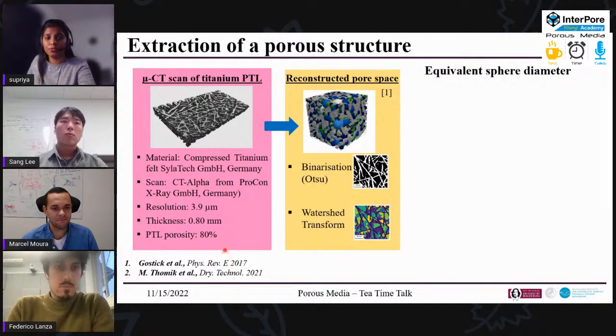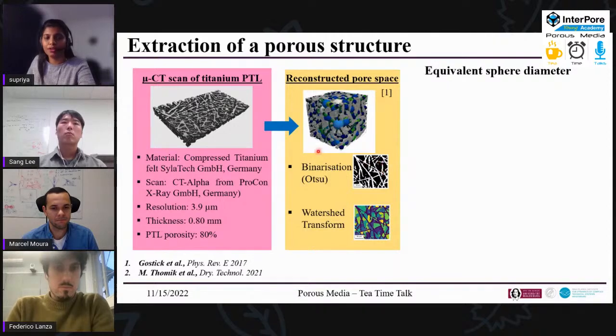And then once we get the reconstructed data of this micro CT, we do the binarization where we divide it into the solids and the pore space. So the black region represents the pore space and the white represents the solids.